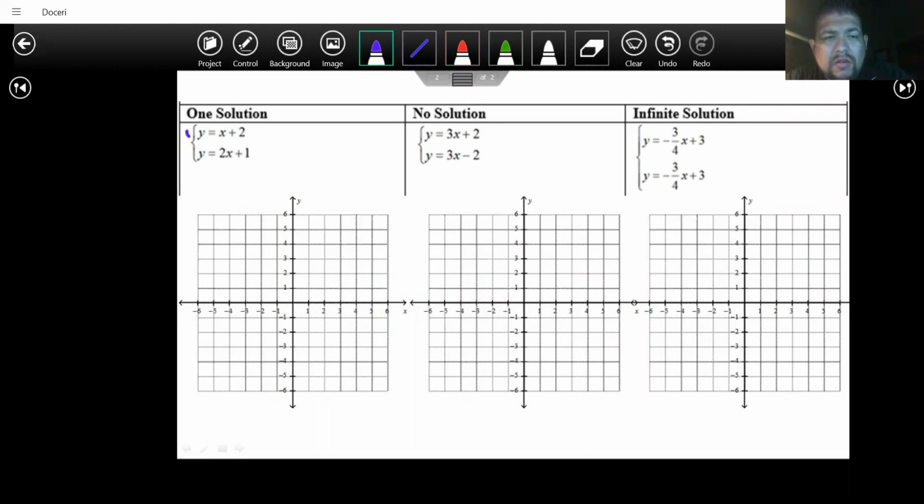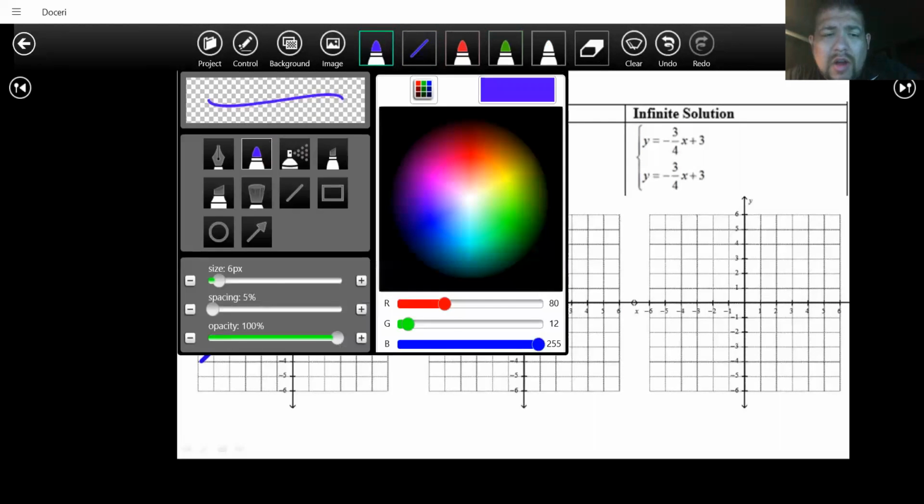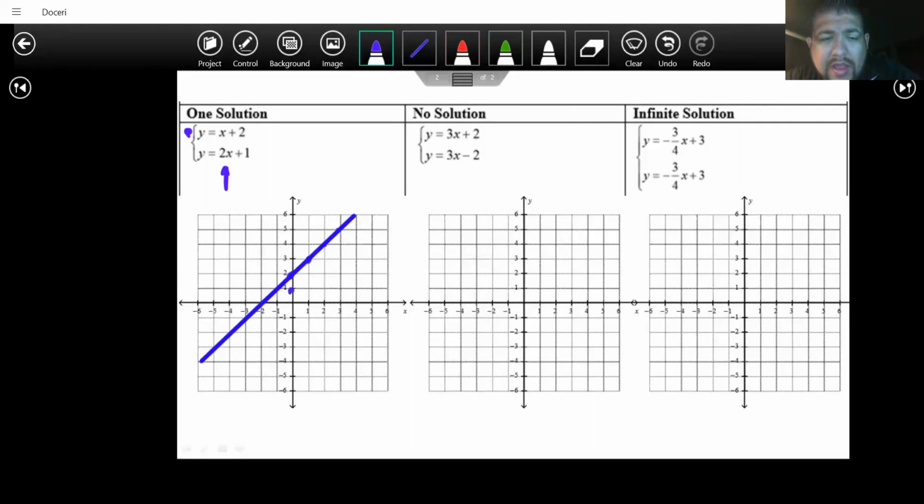For our one solution, let's see what we have. Our slopes are all different. If the slopes are different, we're going to have one intersection point. That's going to be key. Different slopes, one intersection, one solution. So let's graph the top one. We're going to go up 2, and then up 1 over 1, up 1 over 1, up 1 over 1. This will give me a line that intersects all of them. We're going to draw that right. Boom. The next one, we're going to go up 1, and then up 2 over 2, up 2 over 2.